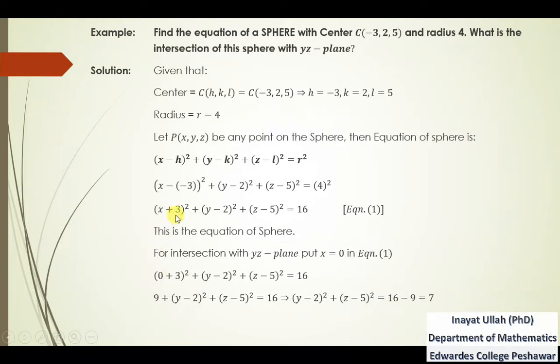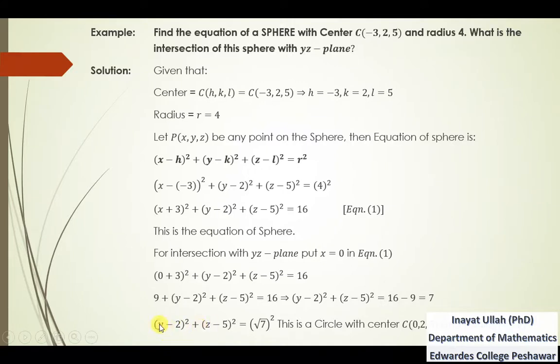Whenever you put x equal to 0, 0 plus 3 whole square is 9. Now shifting this 9 to the other side, we get 16 minus 9, which is equal to 7. So that is y minus 2 whole square plus z minus 5 whole square is equal to 7, and this 7 can be written as square root of 7 whole square. This equation looks just like the equation of a sphere, but it contains only two variables.